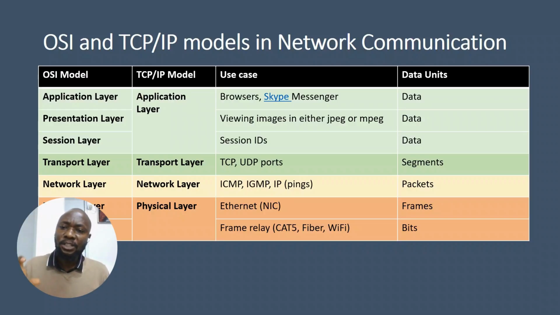So the application, presentation, and session layers of the OSI model are combined into one layer in TCP/IP, which is the application layer. Then we have the transport layer, the network layer, and then the data link and physical layers of the OSI model.